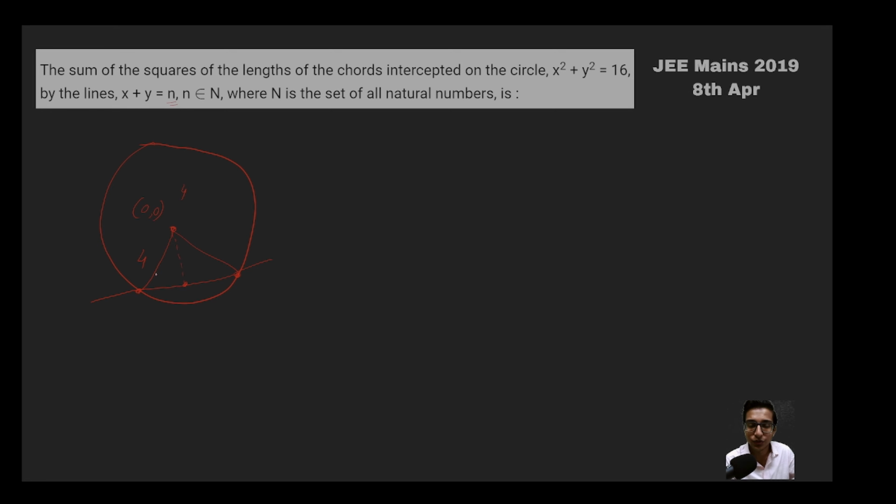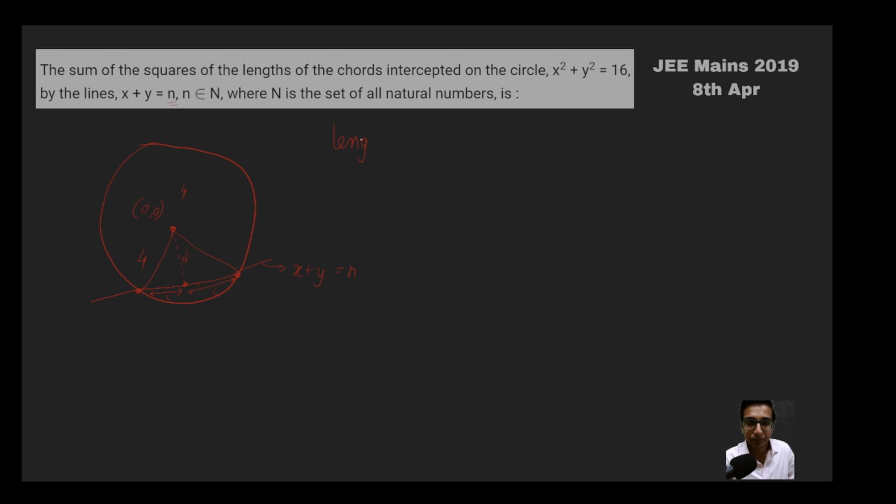This value we know is 4. If we can find out this perpendicular distance, since we know the equation of this line is x plus y equals n, if we found out d, then using Pythagoras theorem we would be able to find out this. Let us say this is our L, and since a perpendicular from the center of the circle on any chord divides that chord into two equal parts, this would also become our L. So 2L becomes our length of chord.